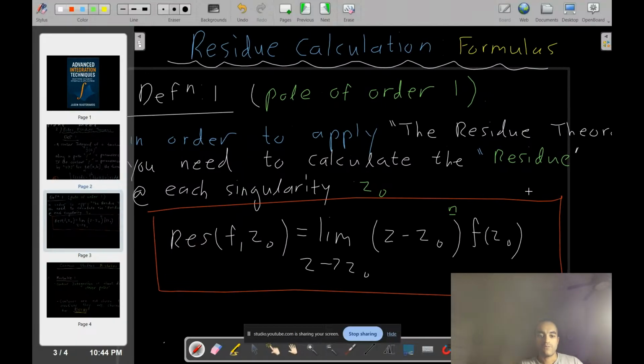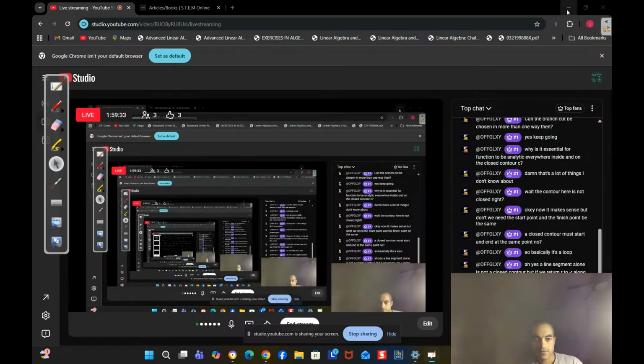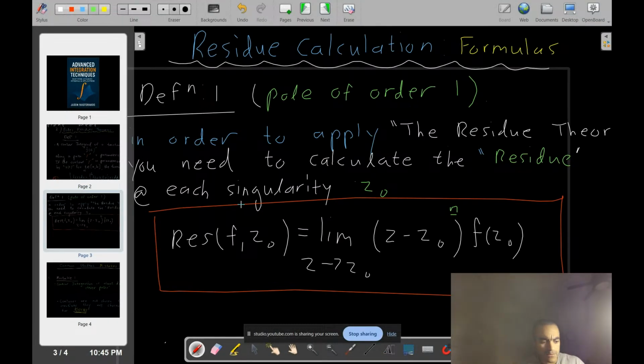If you have an order 1 pole, a residue is defined by this formula right here. So the residue of f comma z0, where z0 is the pole. Remember, you find a pole by taking the denominator of the complex function, setting it equal to 0, and solving for z. But z equals z0 is the most basic example. The residue of f comma z0 is equal to the limit as z approaches the pole z0 of z minus z0 times f of z. Okay, I hope this is making sense for you guys.